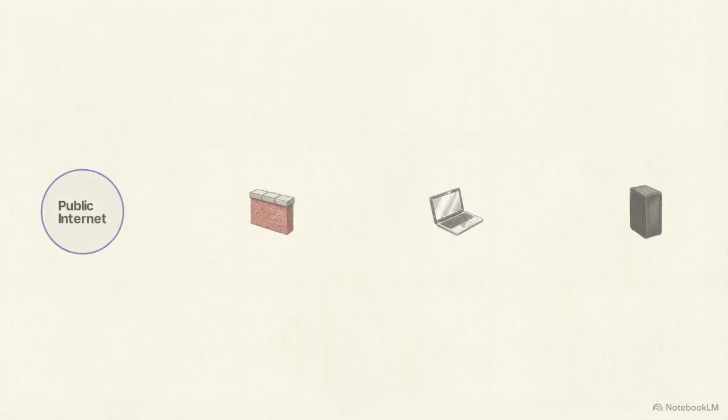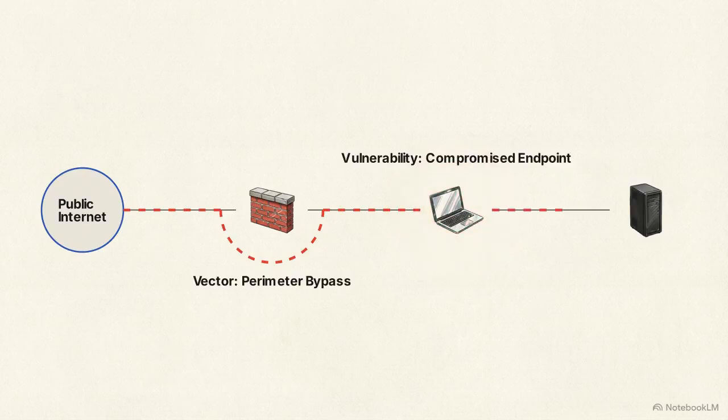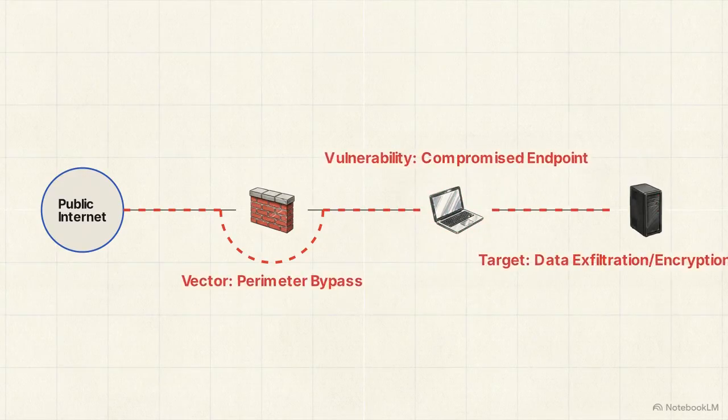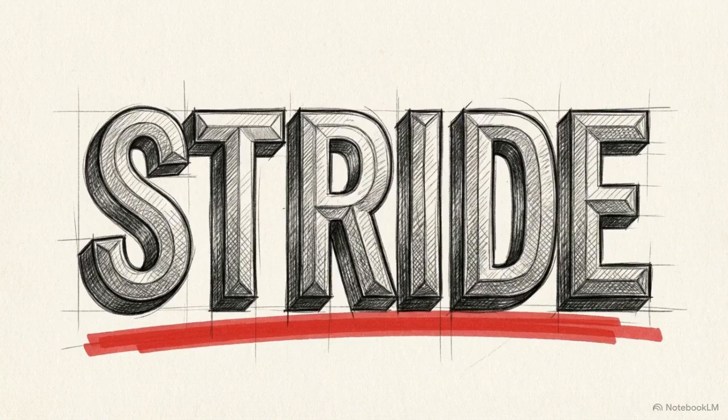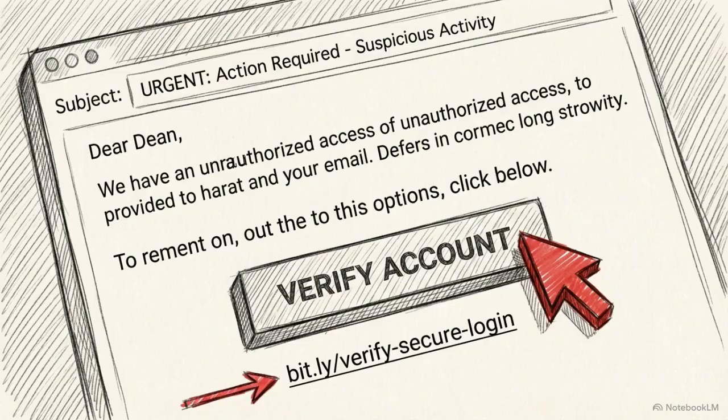This is a systematic process for identifying and categorizing the specific methods an adversary might use to bypass network defenses. The industry standard for this process is the STRIDE model, an acronym that categorizes 6 specific types of attacker actions. The S stands for spoofing. In many ransomware cases, the attacker first gains a foothold into the network by spoofing a legitimate identity, often through a phishing email that tricks a user into handing over their credentials.